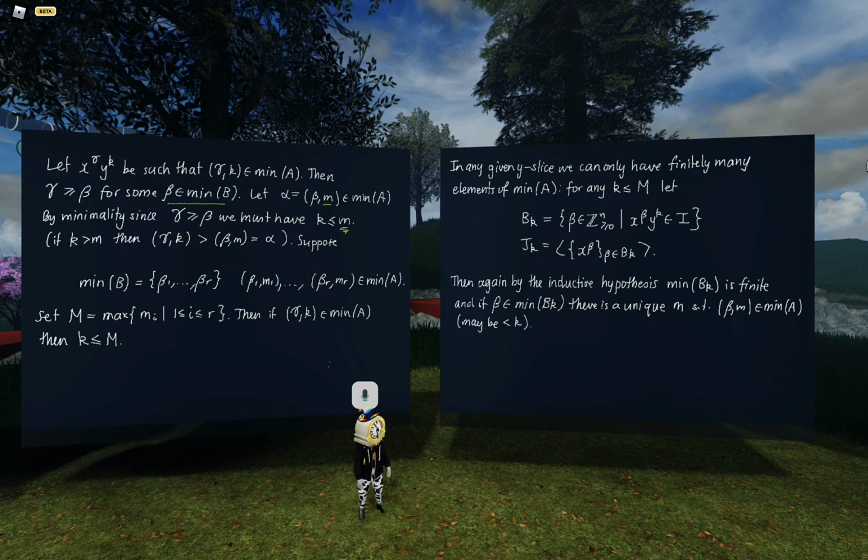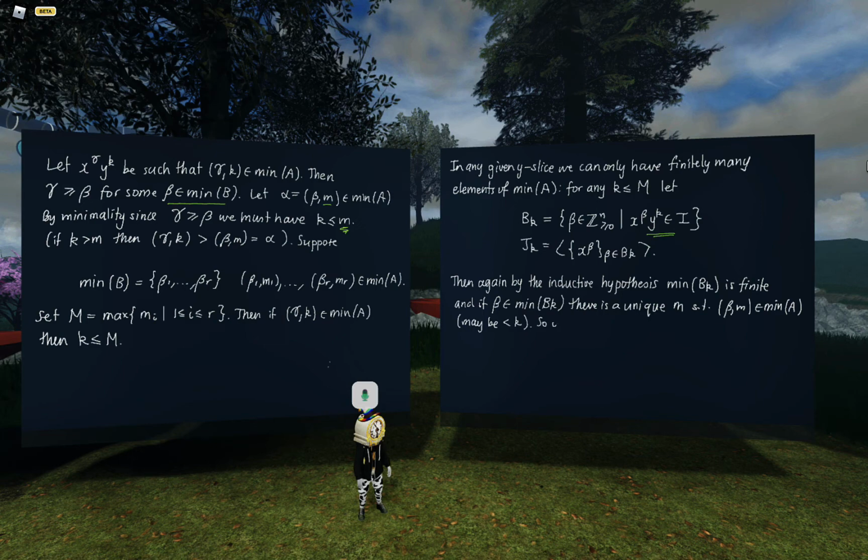Right, because just because x to the beta y to the k is in I doesn't mean x to the beta y to the k minus 1 isn't also in I, right? So you could have that beta being in bk minus 1. So if you look up, you may hit height, I mean, the true corner above beta may be lower, but it's definitely not higher.